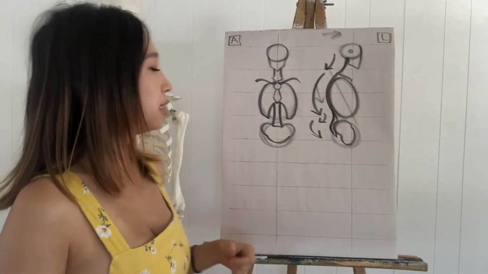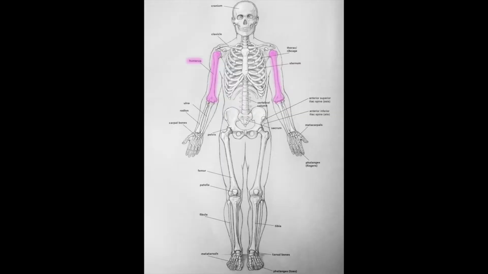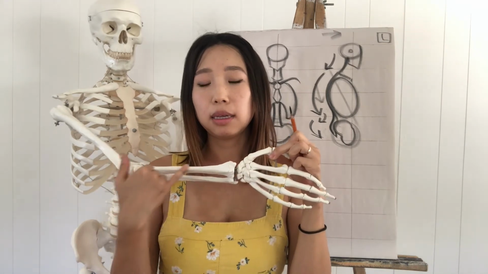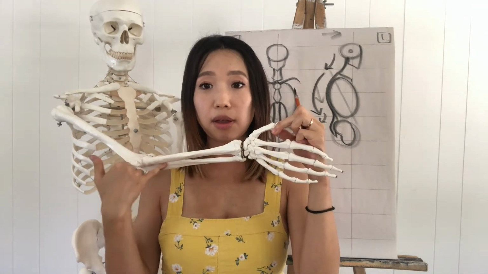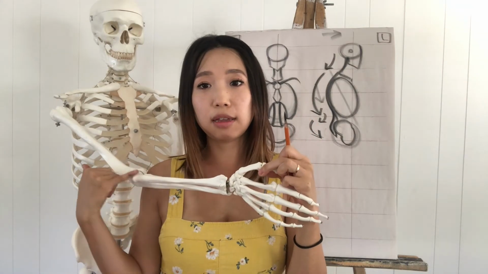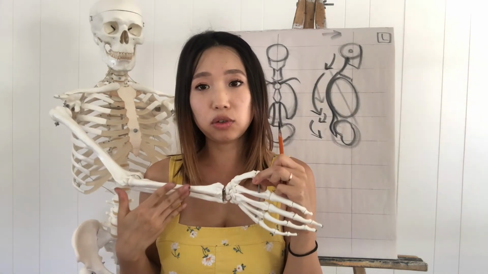Next part is I'm going to show you the arm bone. The upper arm bone is called the humerus. And at the bottom, the forearm, we have two bones. We have the radius, and also we have the ulna. So we have three bones in the arm. The upper arm is one, and the forearm has two bones.